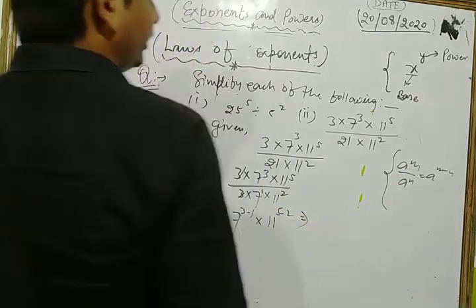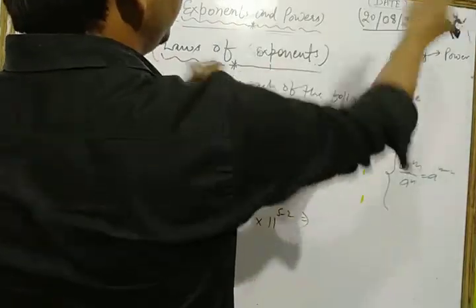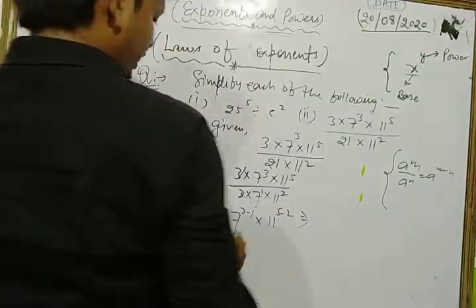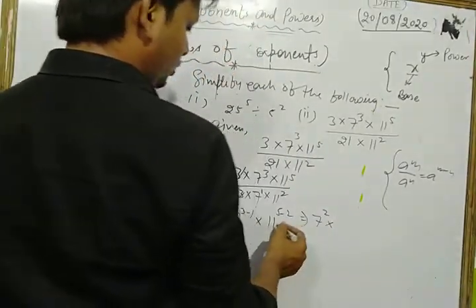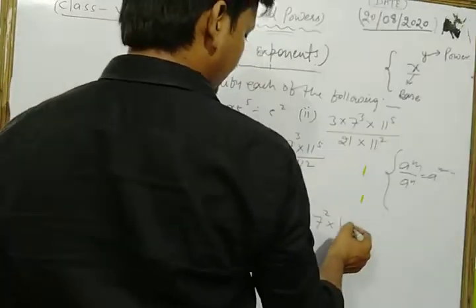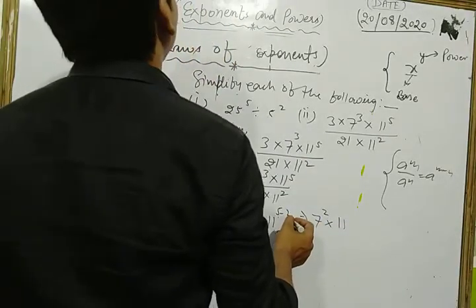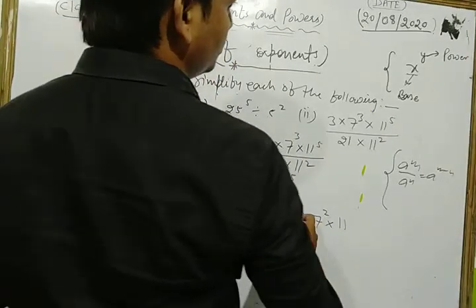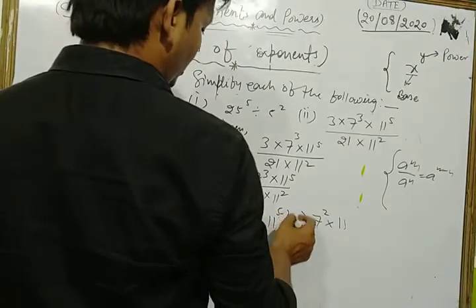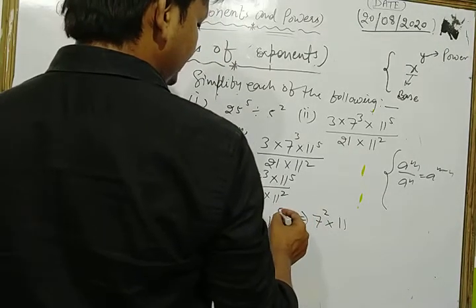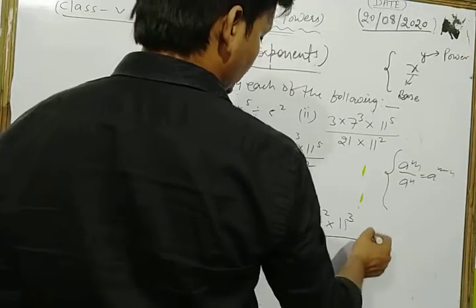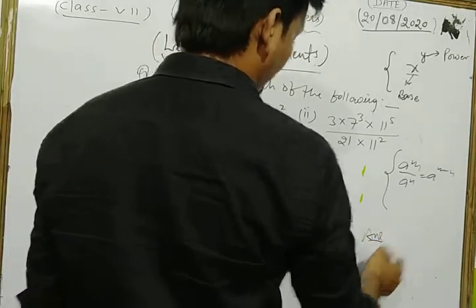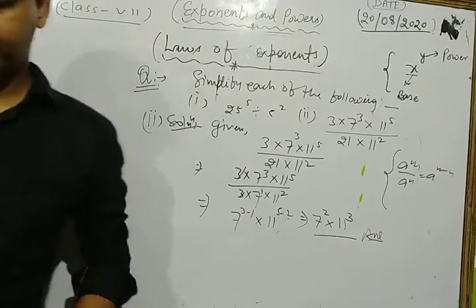So what do we have? 7 to the power 3 minus 1 is 2, into 11 to the power 5 minus 2. 5 minus 2 means what? We have 3. Yes. So this is our final answer. Okay.